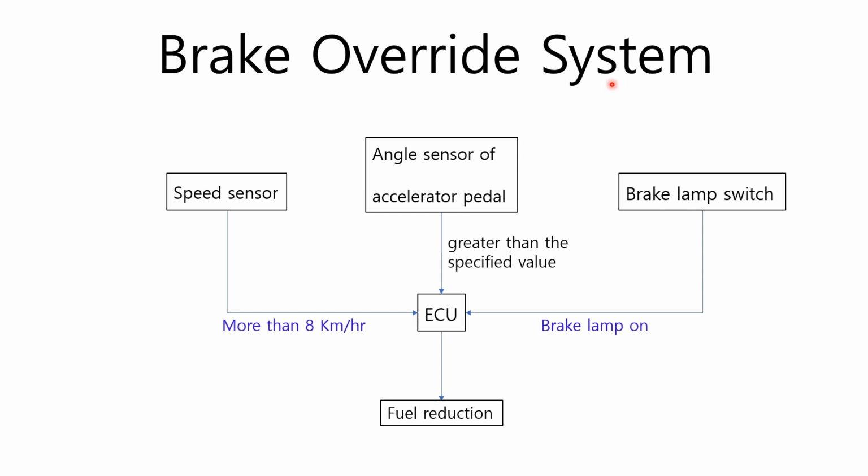In BOS, when the driver presses both the brake pedal and the accelerator pedal at the same time, the ECU detects this, reduces fuel supply to the engine, and prioritizes braking, so that only braking force is generated. Normally, when the accelerator and brake pedals are pressed simultaneously for more than 0.5 seconds, the accelerator pedal angle is greater than the specified value, and the vehicle speed is greater than 8 km per hour, the ECU activates BOS to reduce the fuel supply. Depending on the manufacturer, in some models the BOS is disabled while turning. In this case, BOS does not work even if the brake pedal is pressed for more than 0.5 seconds.